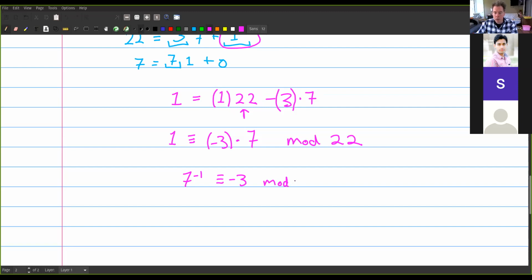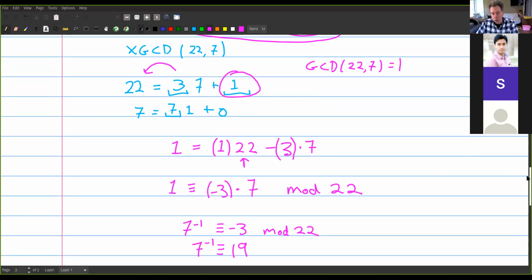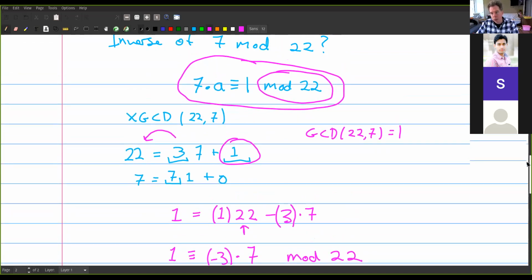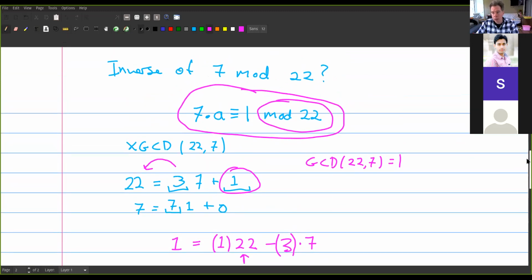And if you want a positive integer, which we do, you can just add 22 to it, which is the same thing as adding 0. And what do you get when you add 22 to -3? 19. Yeah, that's right. So 7 inverse is 19. So you can use the extended Euclidean algorithm to solve the modular inverse problem. And because the Euclidean algorithm is so efficient, you can do this for numbers that are ridiculous.